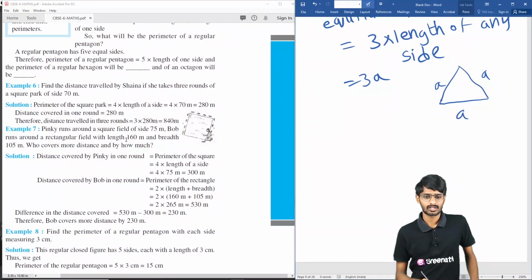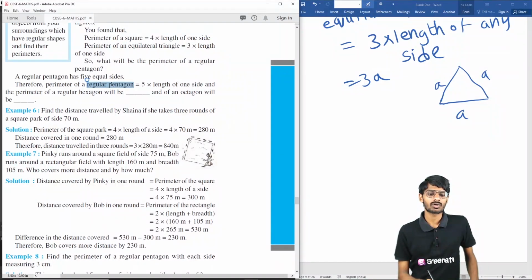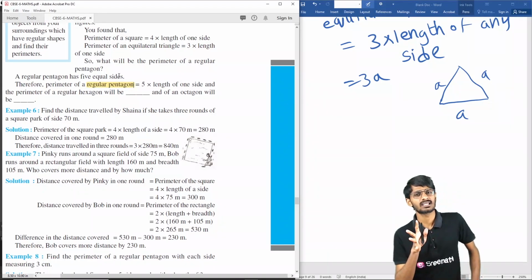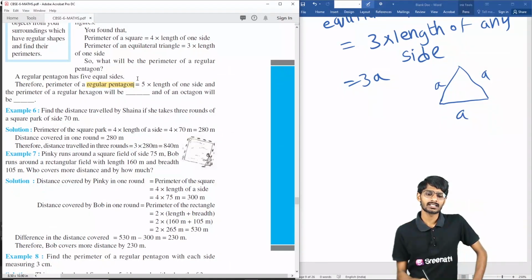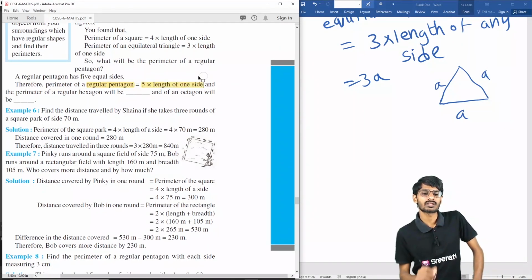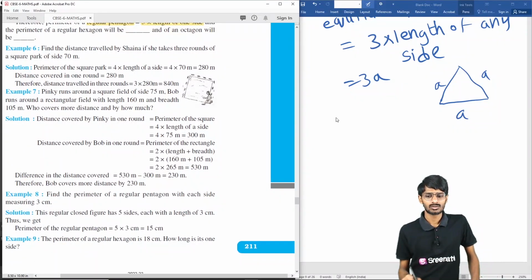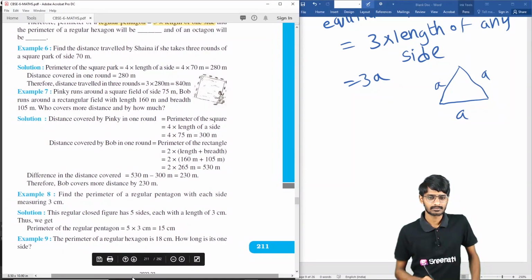So if it is a regular pentagon, it is having 5 sides and the length of each side is the same. So we can write it as 5 into the length of one side. That's it students. We'll do some examples.